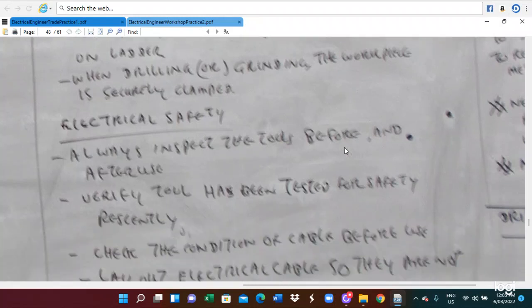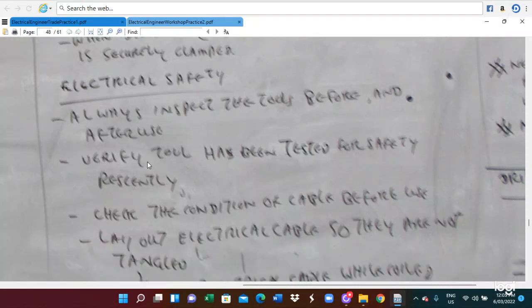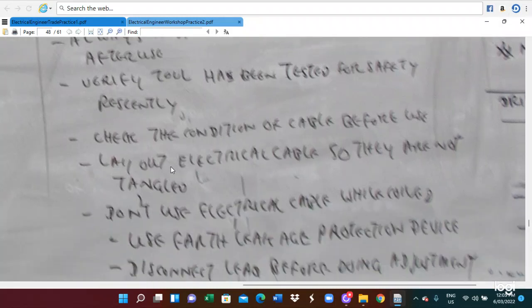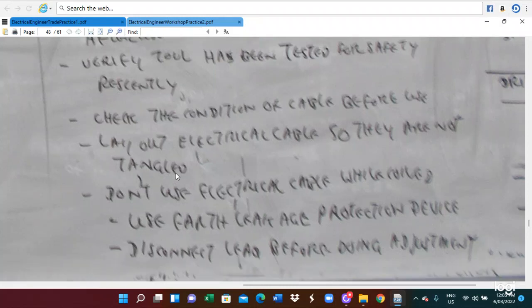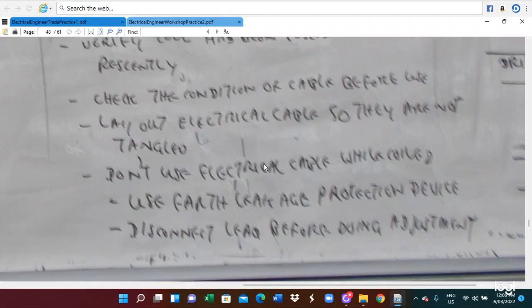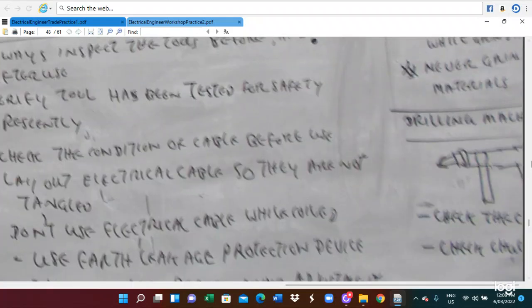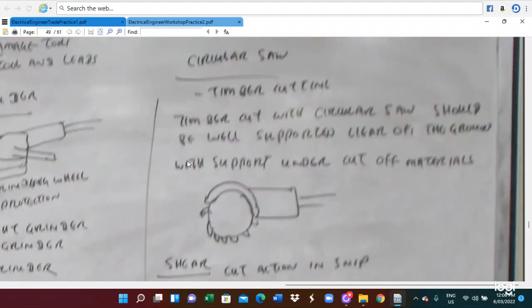Electrical safety must be observed. Always inspect the tool before you use it. You also verify the tool has been tested for safety recently. You need to check the condition of the cable before you use anything, and you also lay out the electrical cable so that it is not dangerous. Do not use electrical cable without leakage protection devices. Disconnect the lead before doing any adjustment. Those are the important electrical power tool safety requirements.